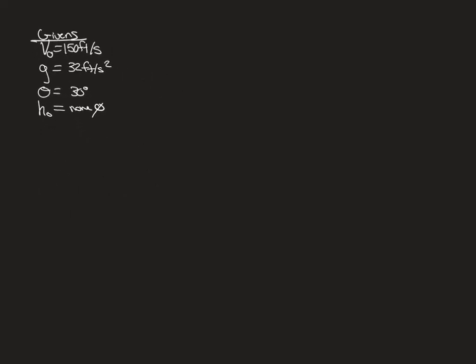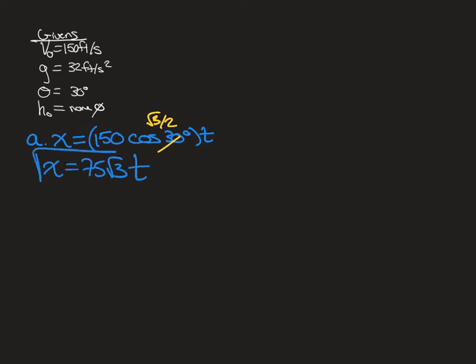I'm going to shrink those down for a second. And now we're going to start doing the questions. Letter A says that I want to write the two parametric equations. So my x equation is going to be x equals 150 cosine 30 degrees times time. You could remember from the unit circle that cosine of 30 is root 3 over 2, or you could type it in your calculator. I'm going to leave it exact for now. Half of 150 is 75, so x equals 75 root 3 t. So there's my x equation.